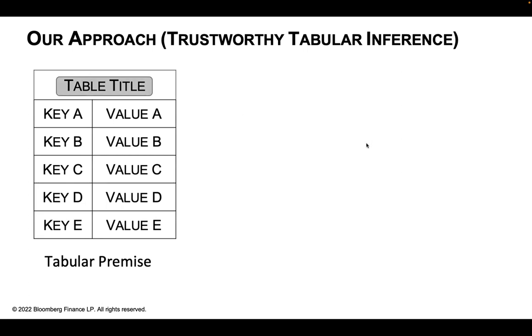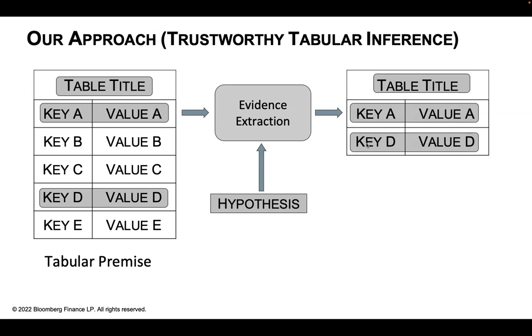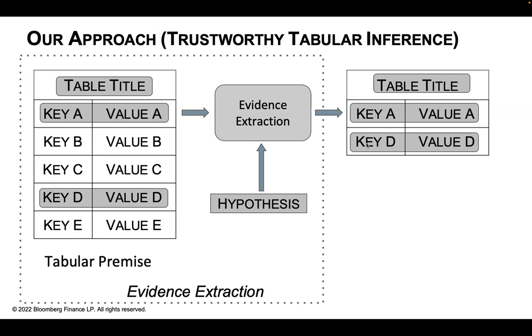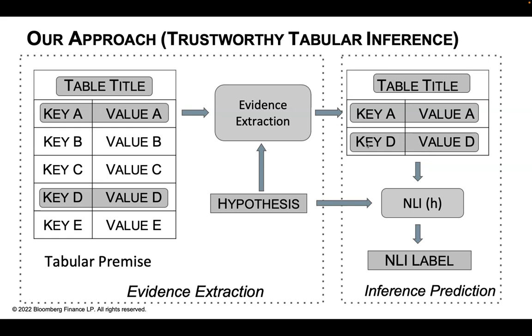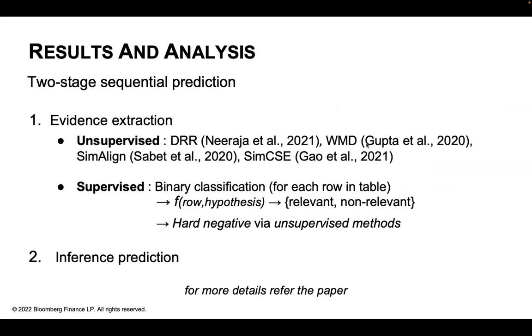Now let's look at the approach of trustworthy tabular inference in detail. The first is we have the table. We use the evidence extraction process to get all the relevant rows. This completes the evidence extraction part. Then we use the extracted evidence table, which only contains the relevant rows and the table title, along with the hypothesis to do the inference task. This is the inference prediction stage. So you can see our process is two steps. One is evidence extraction, where we extract the relevant rows, and then we use the extracted evidence, that is the relevant rows, to make the inference prediction.